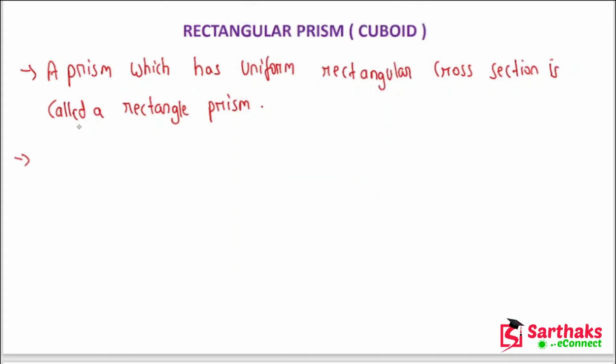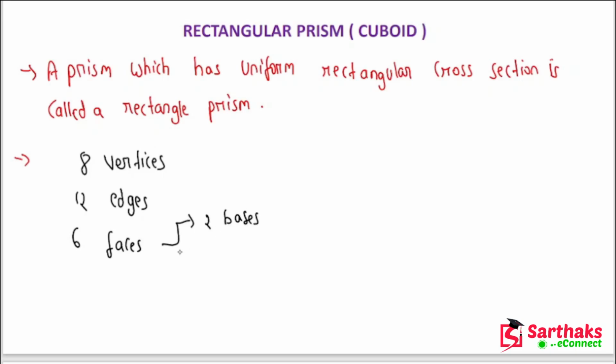Similarly, if I have to talk about its specification, then you know that a cuboid has a total of 8 vertices, and obviously it will have 12 edges. We have already talked about them. There will be 6 faces: 2 are the bases and 4 are the lateral faces, because there are 4 sides in a cuboid.